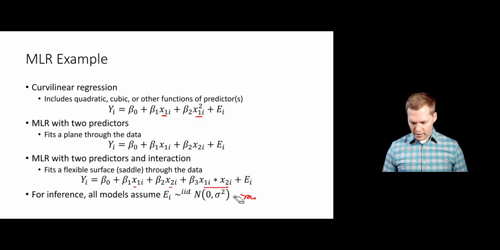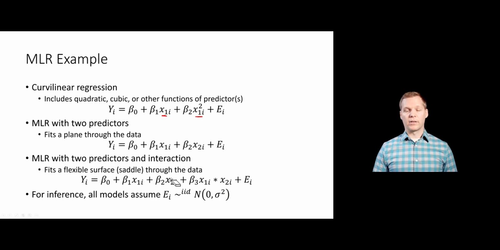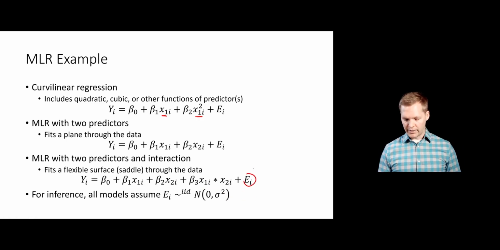For inference, we basically always assume that our error terms over here on the right are going to have the assumption of normal distribution, mean zero, variance sigma squared. Again, all of that's sort of beyond us at this point. Just know that that is an assumption that is made when you do your basic multiple linear regression models.